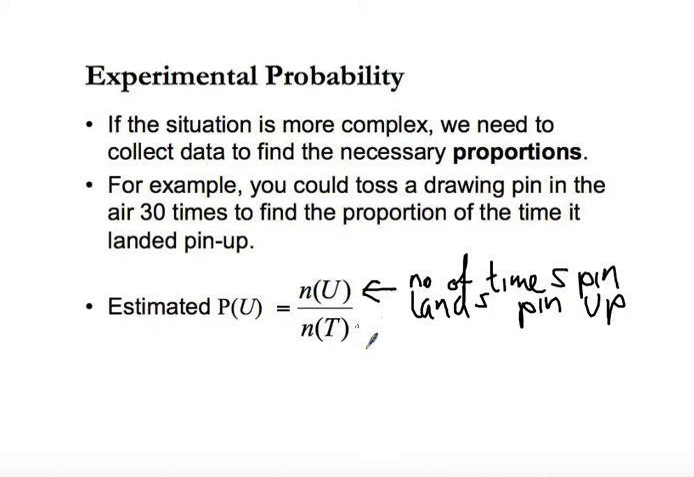Okay, so U for up, and this is the number of trials. It is very similar in terms of writing it as a proportion, and it's fairly simple to be honest: we just do the experiment 30, 40, 50 times, and then we can record it as a proportion of times that it actually landed pin up.